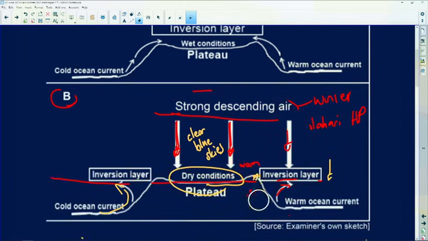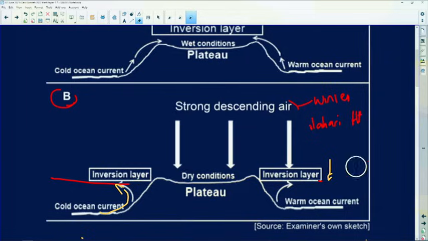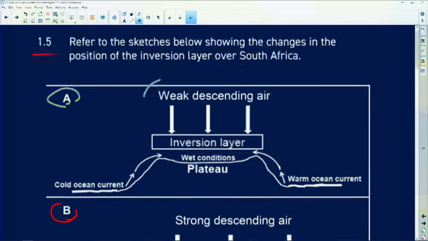Now, how does it influence the rainfall in South Africa over the interior? First and foremost, we discussed the inversion. The Kalahari high pressure is weak. As you can see, there's very weak descending air subsidence taking place. So this allows for warm, moist air to reach the escarpment.